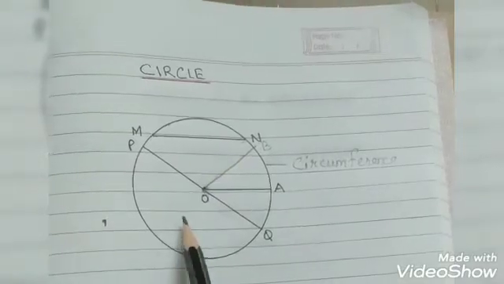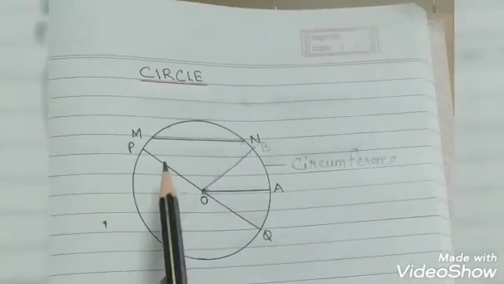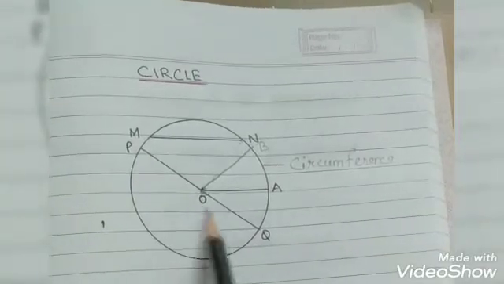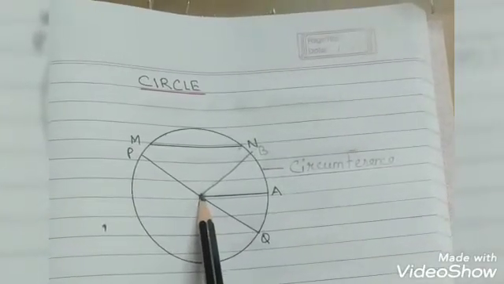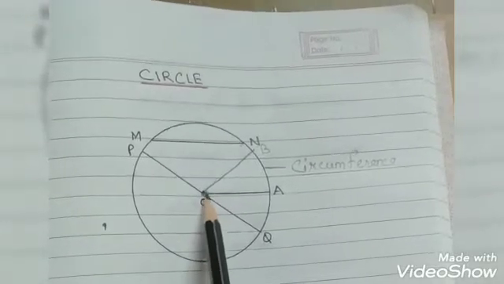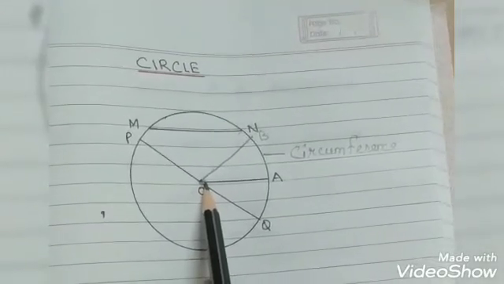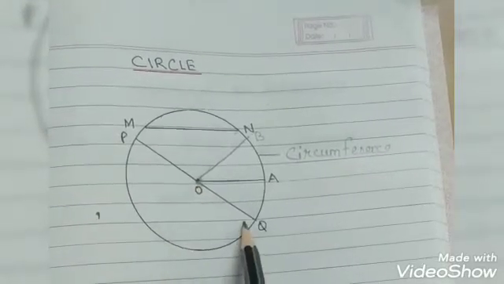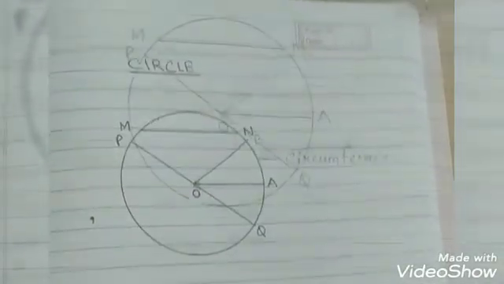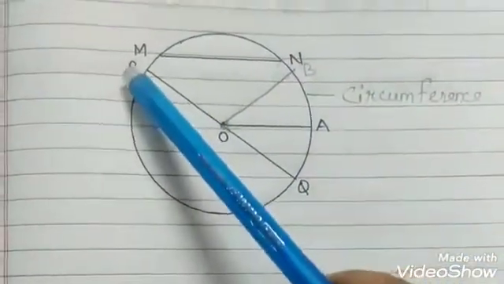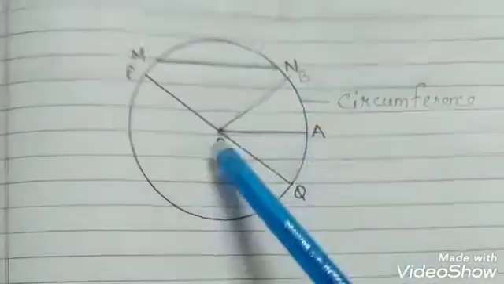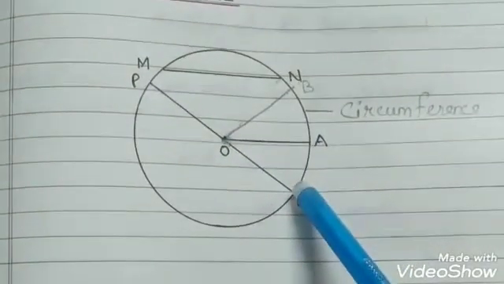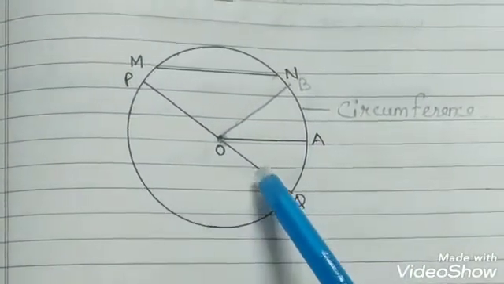Then diameter. A diameter is the length of the line segment passing through the center. This PQ is the diameter that passes through the center. It is a special type of chord that passes through the center. Here POQ is the diameter. This diameter PQ divides the circle into two equal halves. It is the longest chord of the circle and it is equal in length to two radii.